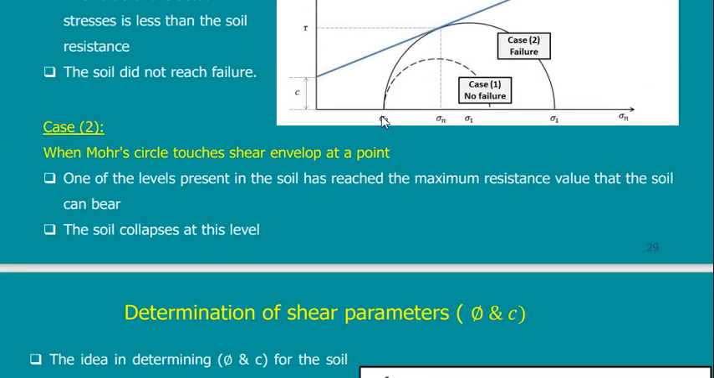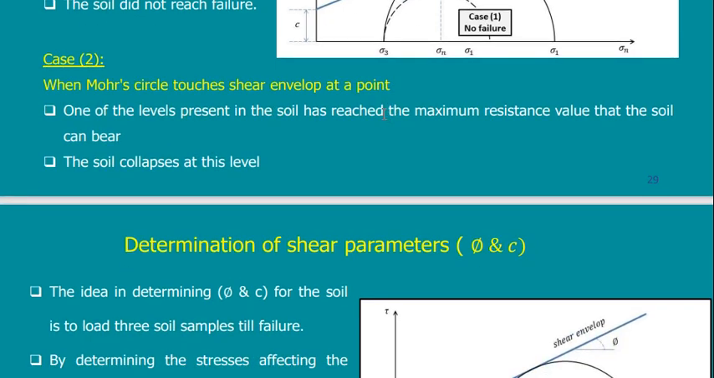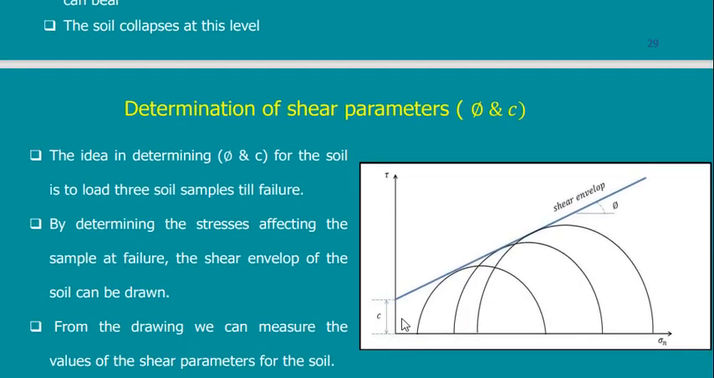This was for a case of fixed value of sigma 3. Suppose I have the same soil, but I have a different sigma 3. If I have this point, I have sigma 3. Then for this sigma 3, there is one value for sigma 1 that will initiate the failure. So from this point, I will draw a circle tangent to the envelope, and this point will be the failure point for this sigma 3.